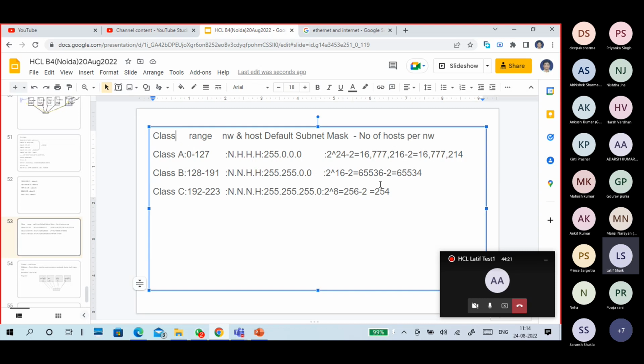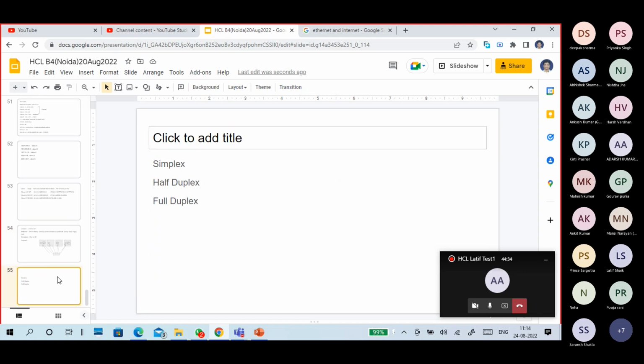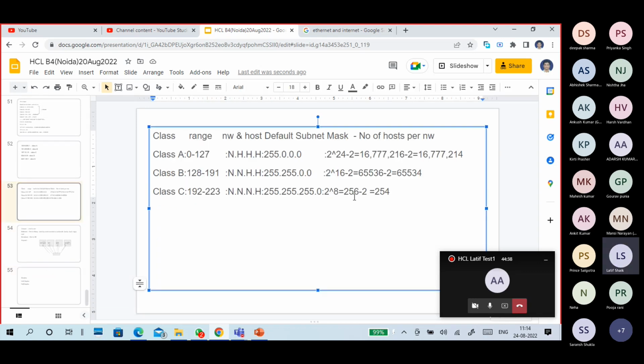Here it is. Last class I told this. Class A is 0 to 127. If you take any class A IP address, the first part is the network portion and the remaining are host portions. And this is the default gateway of a class A, and this is the number of PCs in a single network. So we can go through an example.